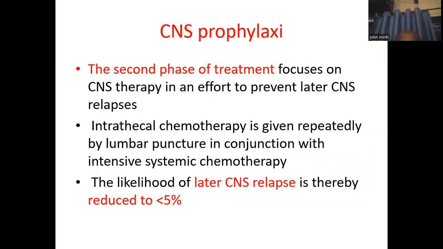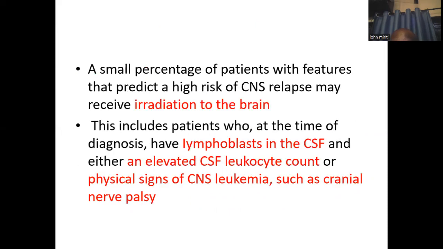So CNS prophylaxis is the second piece of treatment, which focuses on CNS therapy in an effort to prevent late CNS relapse. Intrathecal chemotherapy is given repeatedly by lumbar puncture in conjunction with intensive systemic therapy. The likelihood of late CNS relapse is thereby reduced to 5%.